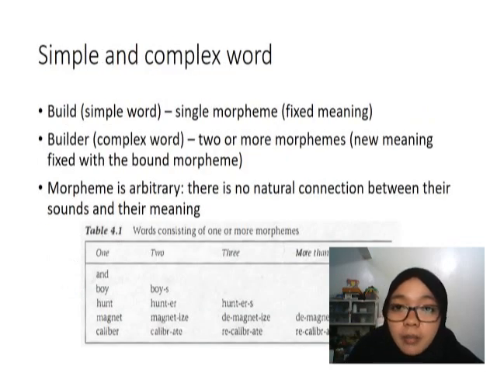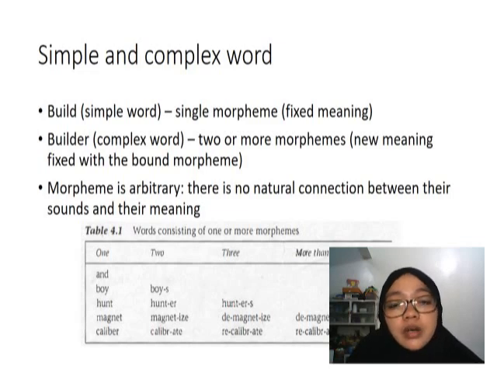What is simple and complex word? A simple word is only a single morpheme. A single morpheme means that there is no attachment of other elements. For example, build is a simple word. Simple word means no attachment of other elements. While builder, build and er, is complex. Why? Because it consists of two or more morphemes.